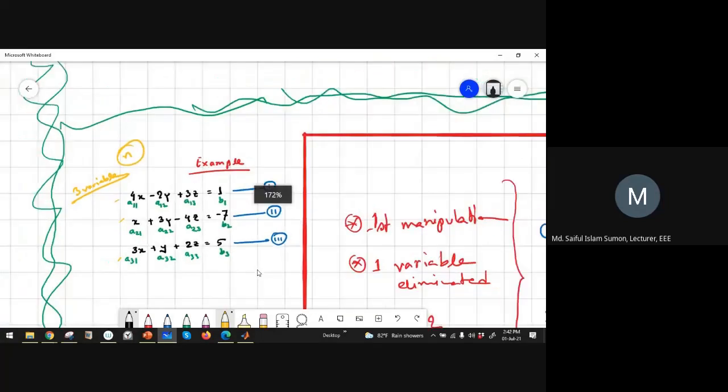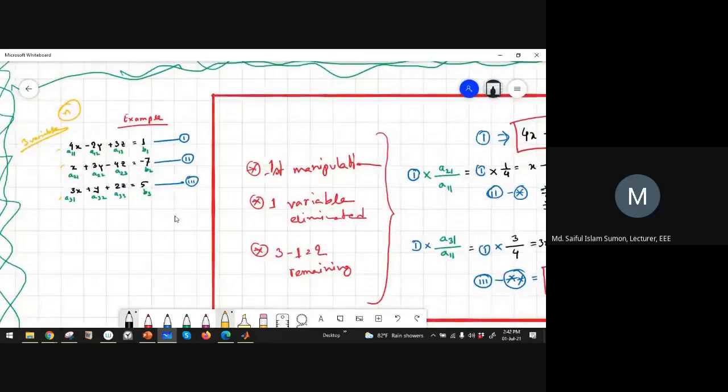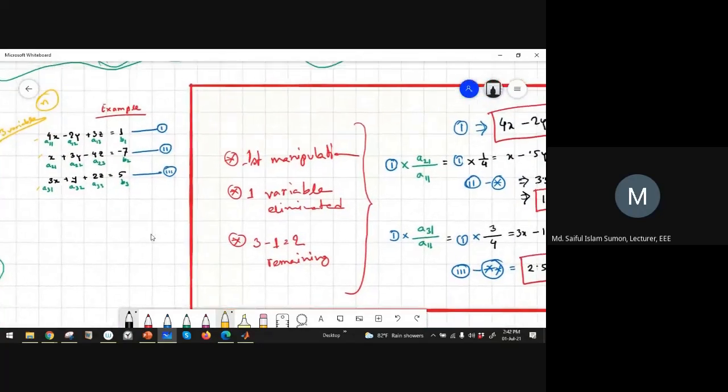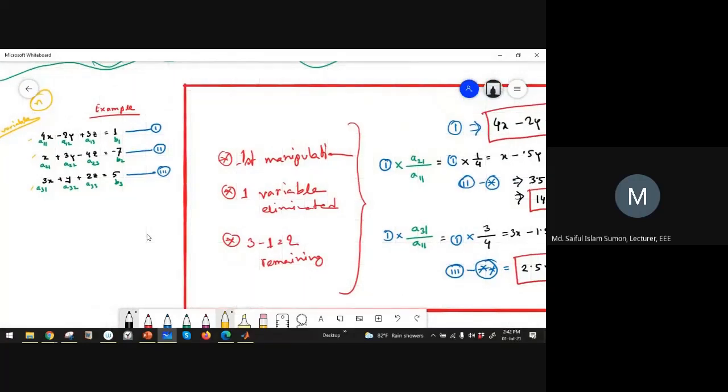Suppose I will be manipulating n minus 1 times. Here you can see three variables are there, that means n is equal to 3. So I need to manipulate n minus 1, which is 3 minus 1 is equal to 2 times. After manipulating 2 times, I will be having only one variable. How? Let me show.